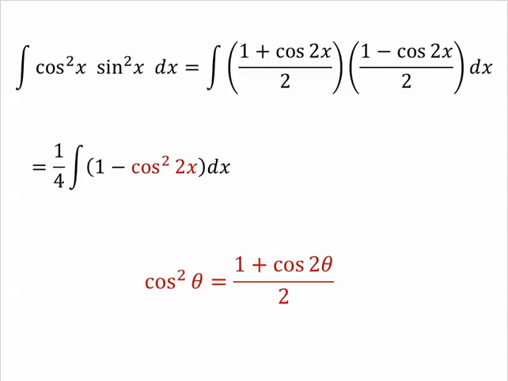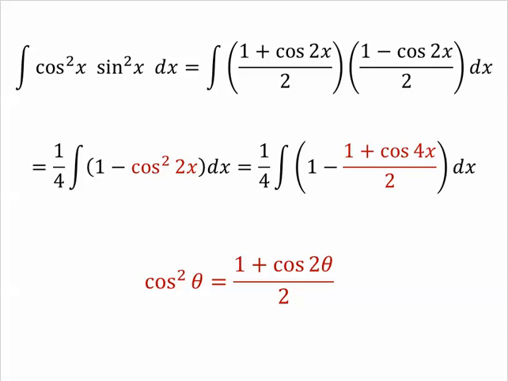Notice that I have cosine squared in my new integral. I'm going to have to use a power reducing formula again. And if you use a power reducing formula, you have to double the angle. So if it's cosine squared of 2x, then when you use the power reducing formula, the angle goes from being 2x to twice of that. And so you get the 4x.